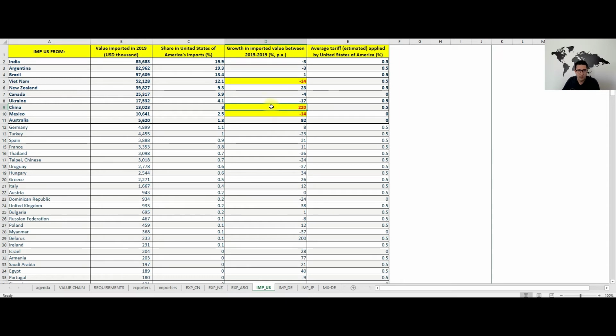In terms of growth value, on average China had a 220% growth, while Vietnam and Mexico had a 14% decrease between 2015 and 2019.